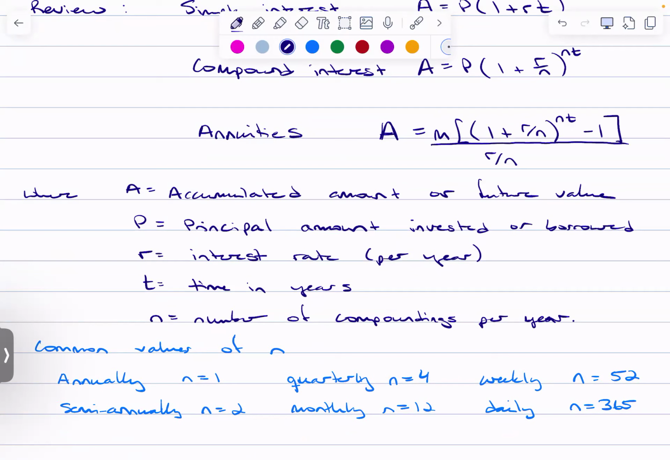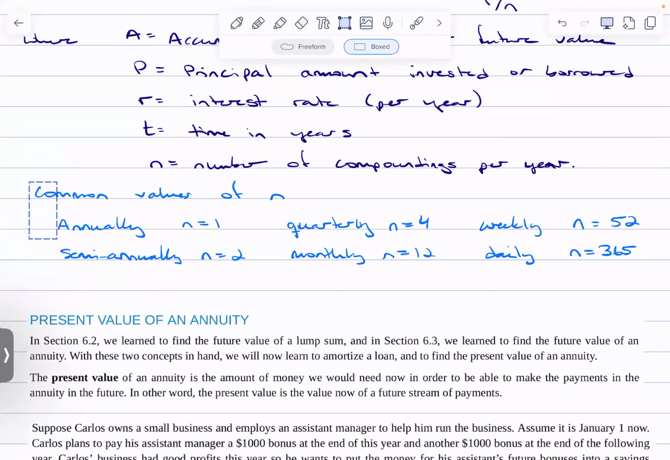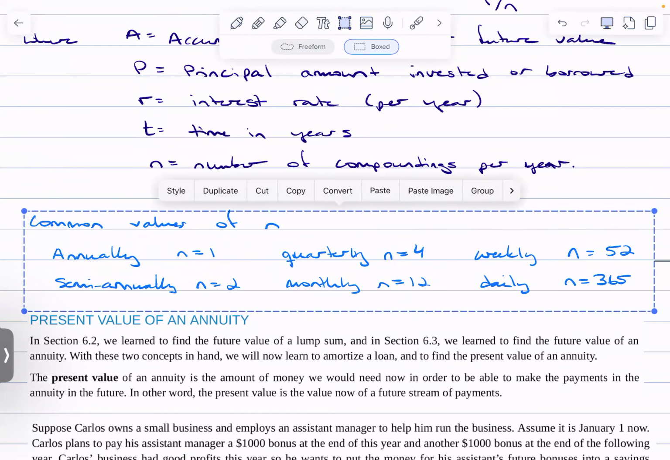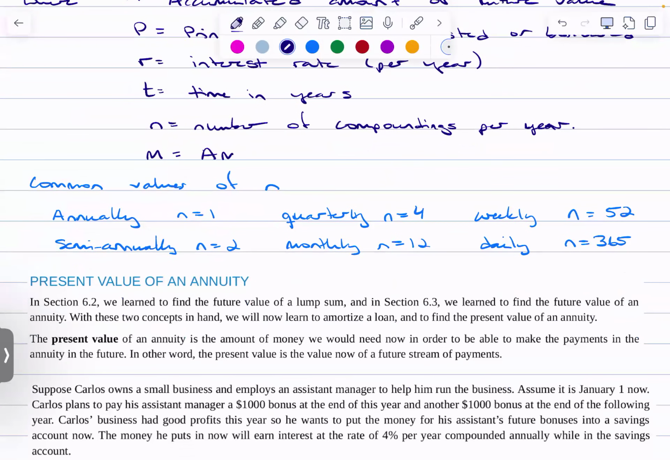All of these guys we know and love, right? We know what A is, we know what r is, we know what n is, we know what t is, and the only new player is M. So I'm going to add that to our list. M is the amount of each periodic payment.